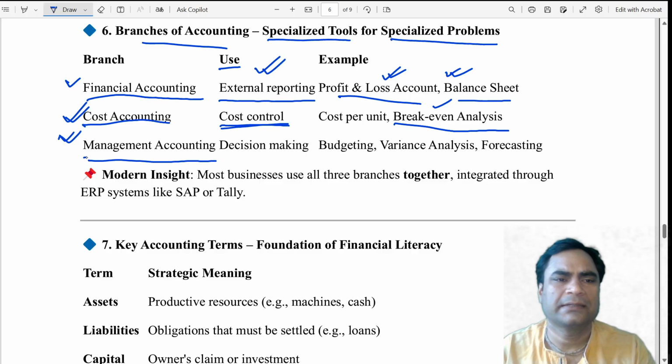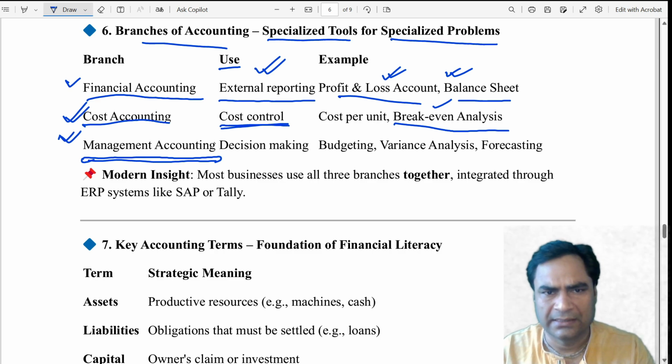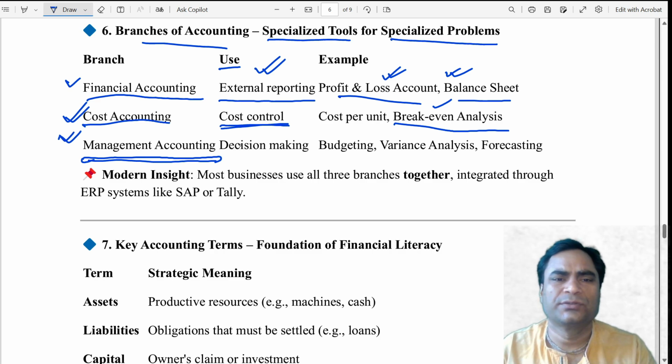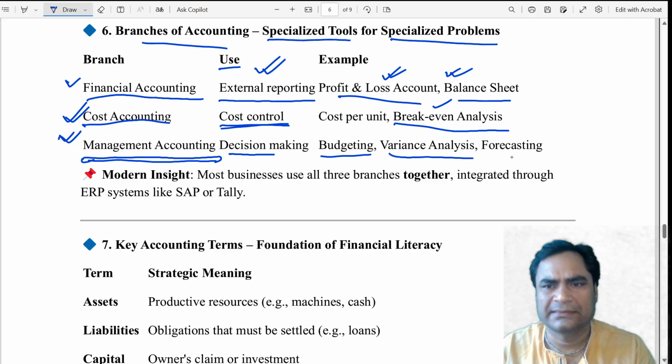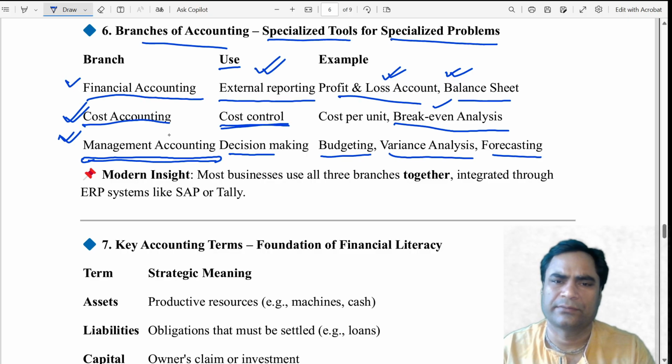So the third branch is management accounting. Management accounting is basically the accounting which is done for the purpose of making managerial decisions. So its use is taking decisions. It means decision making through preparing various kinds of budgets, variance analysis, and forecasting. All these things are done under management accounting.